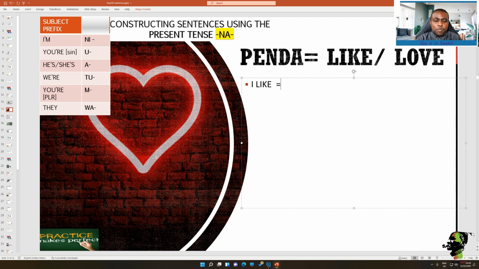I'm going to use my cup so that everyone can see perfectly. I like. Have you tried it? Ni plus na plus penda. So we've used the ni, which is our subject prefix, ni, plus our tense now, na, and our verb, penda.